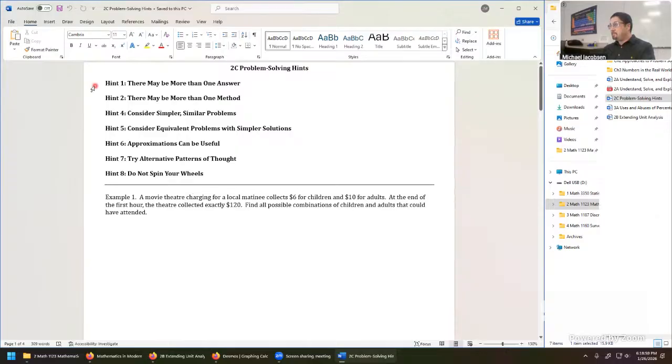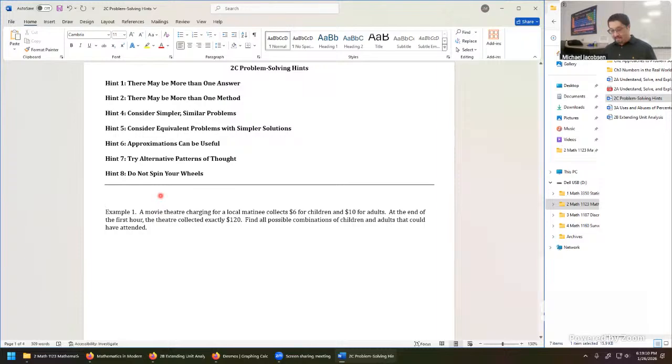Well, hints 1 through 8, we're going to look on example 1, majorly hint number 1. There may be more than one answer. Let's put it down above the problem as a way to say, example 1 seems to be all about hint number 1. There may be more than one method. Consider similar problems. Sorry, that was a tongue twister out of nowhere. Equivalent problems with similar solutions is hint 5.